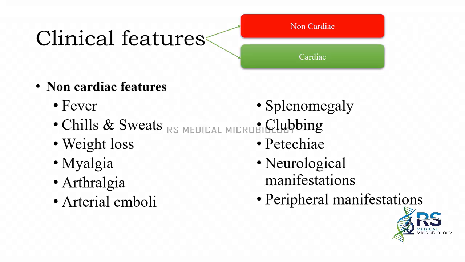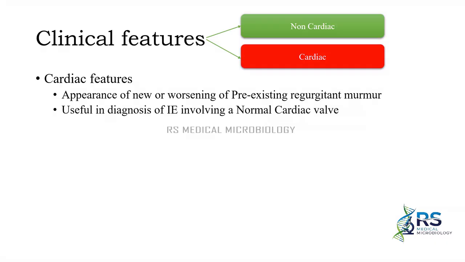What are the clinical features? Clinical features you can mainly divide into non-cardiac and cardiac clinical features. So non-cardiac, the patient can have fever, chills and sweats, a little bit of weight loss, tiredness, myalgia, arthralgia, some emboli here and there. There can be enlargement of the spleen, clubbing, petechiae. Because of thrombus, there can be neurological manifestations or peripheral manifestations. Cardiac wise, you can see a new murmur or worsening of a pre-existent regurgitant murmur, and that is much more useful in diagnosing when there is a normal cardiac valve.